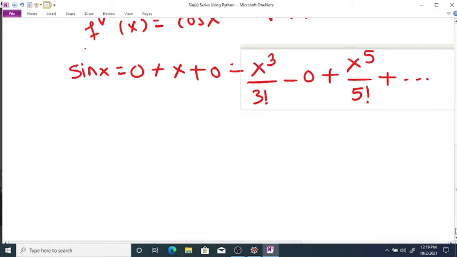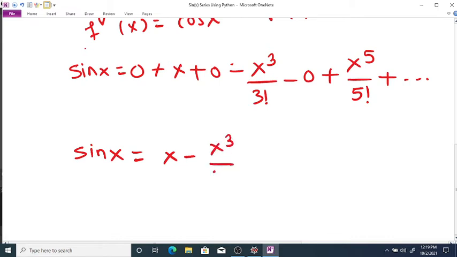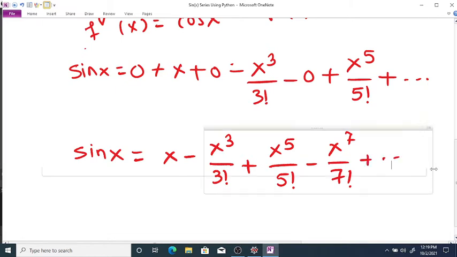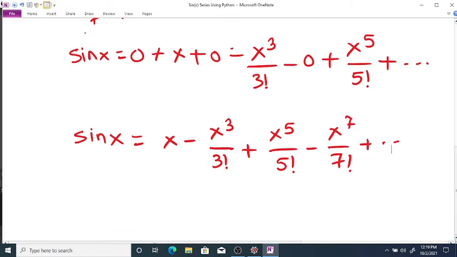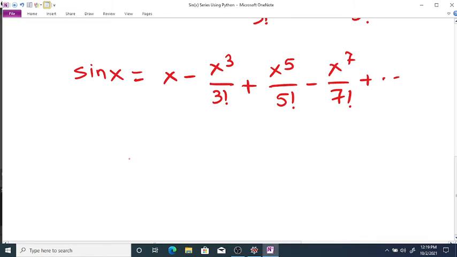If you simplify this expression, then sin x is equal to x minus x cube by 3 factorial plus x to the 5 by 5 factorial, then next minus x to the 7 by 7 factorial and so on. If you observe here, if you write the general summation formula, you can see that sin x first of all takes alternate positive and negative terms. For one it is positive, then the second term is negative.